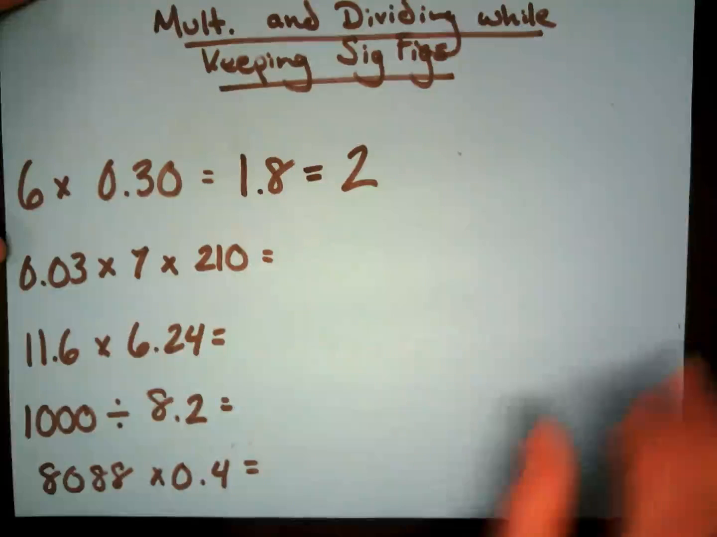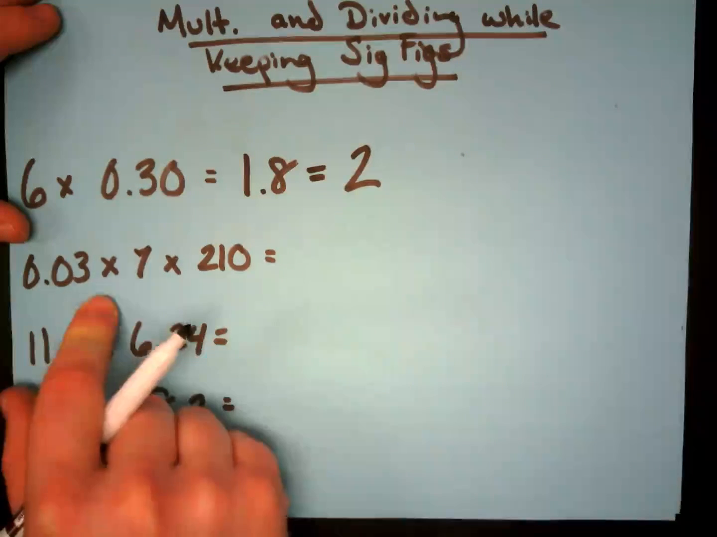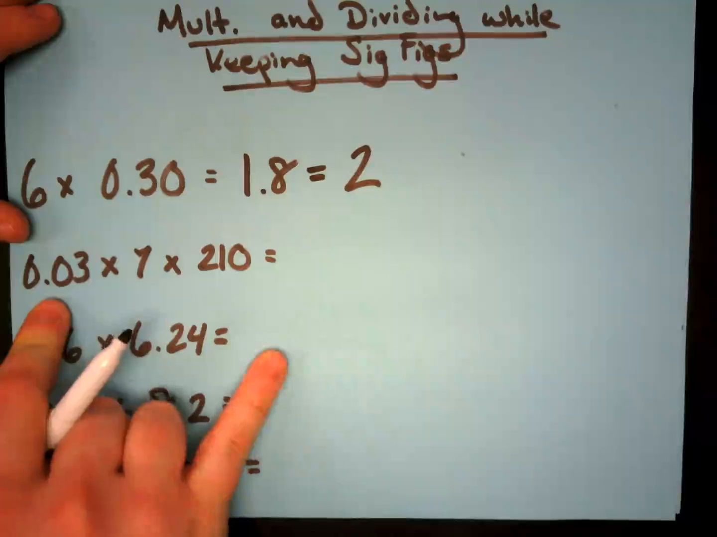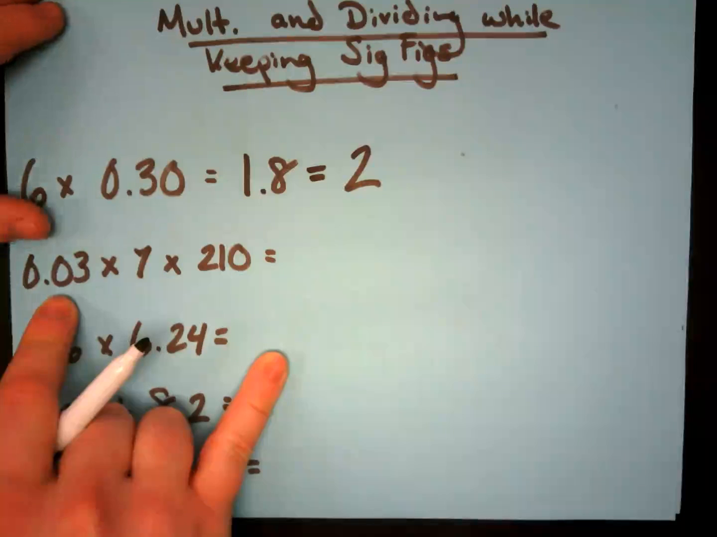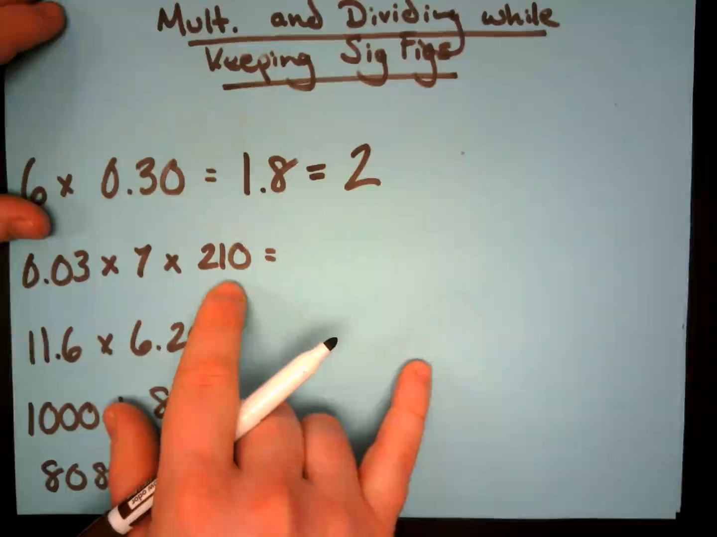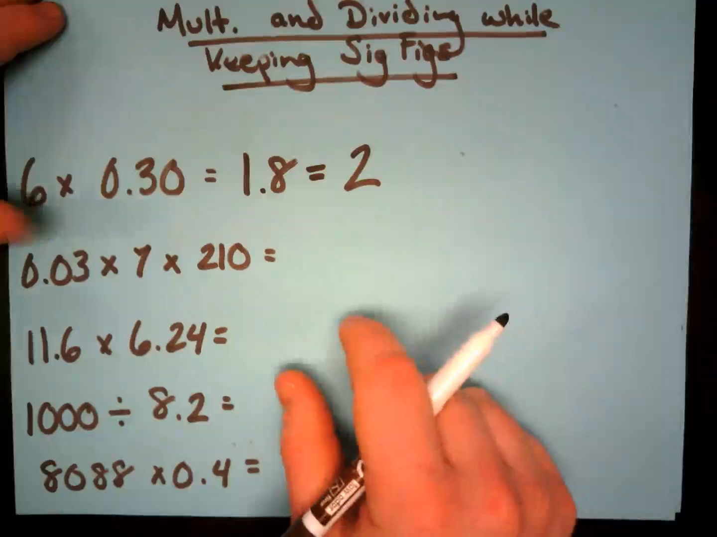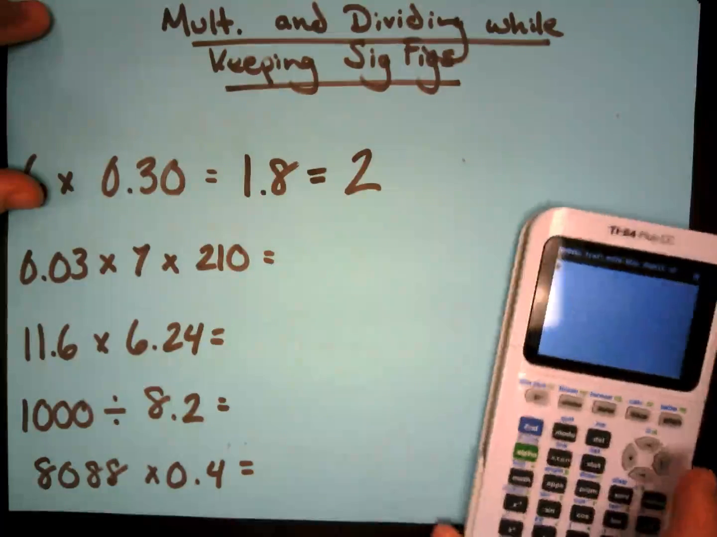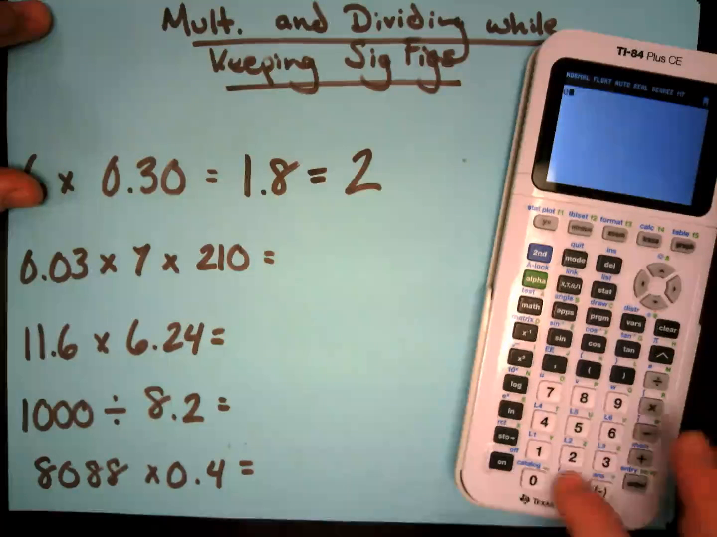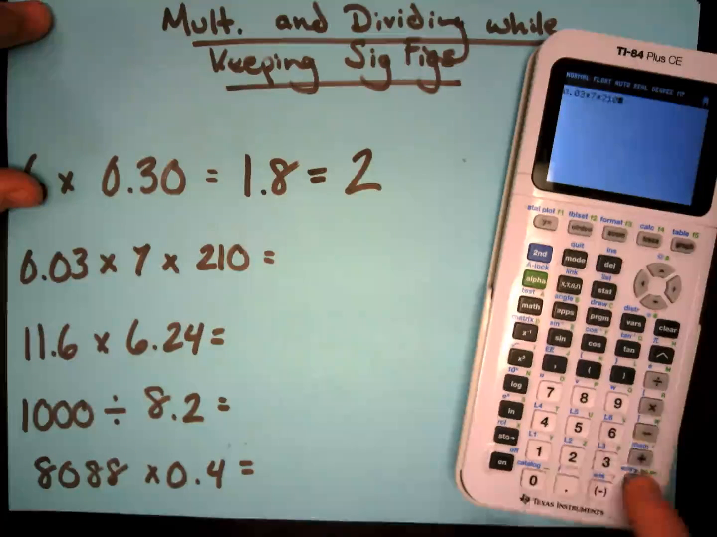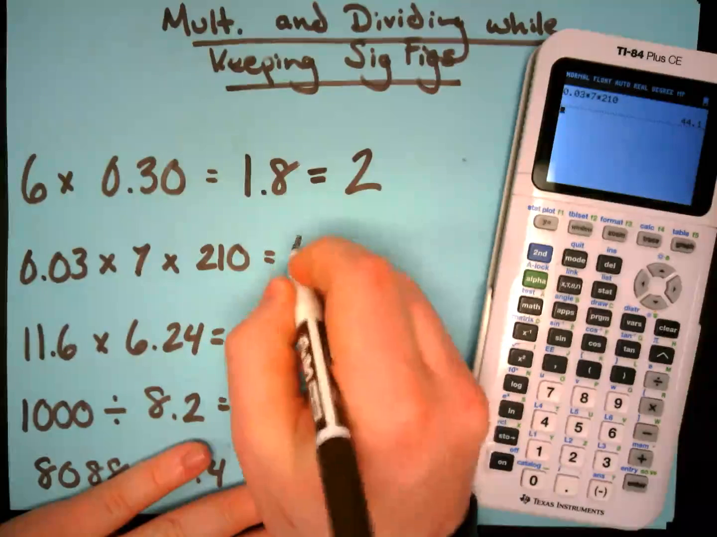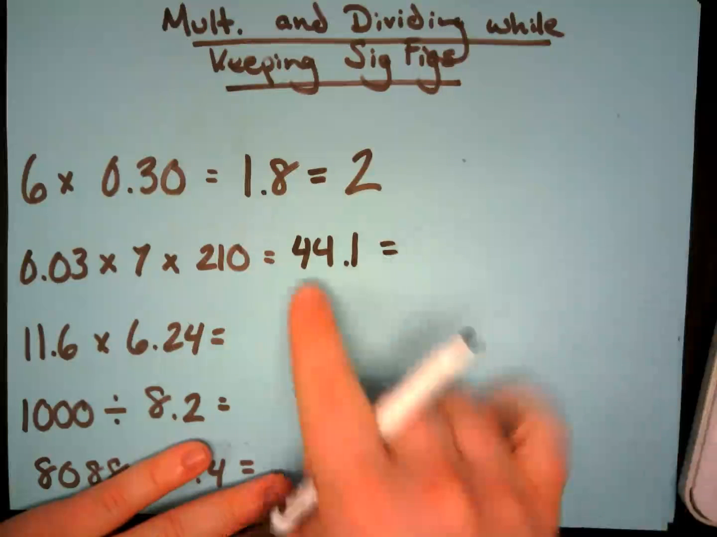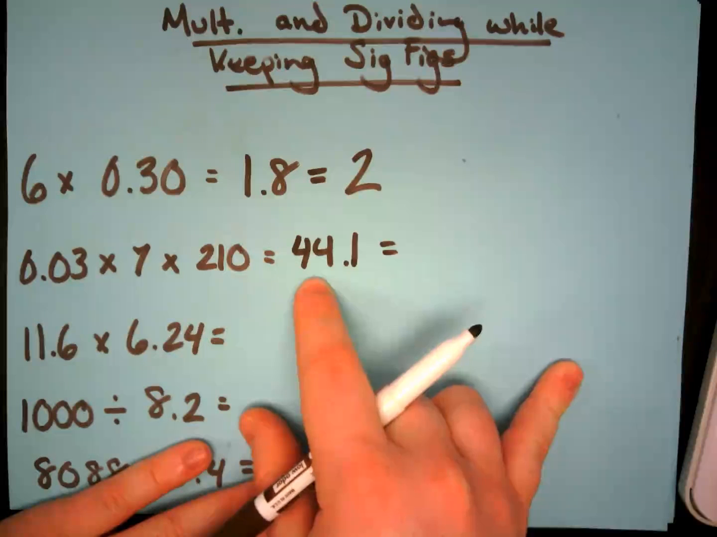Okay. So let's take a look at this next one. It's going to be 0.03 times 7 times 210. Now, looking at this, it looks like we've got 1 sig fig here, 1 sig fig here, and 2 sig figs right here. So our answer should have just 1 sig fig at the end. Then let's plug this in and see what we get. So it'll be 0.03 times 7 times 210, and we get 44.1 on our calculators. But again, it needs to be to 1 sig fig. So how do we get 1 sig fig?